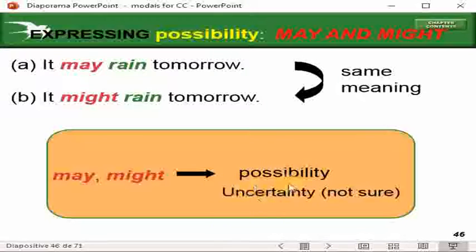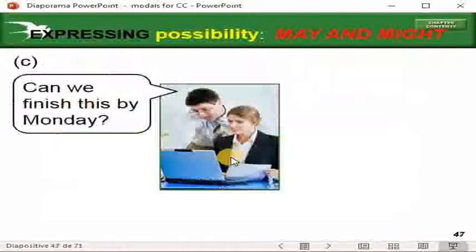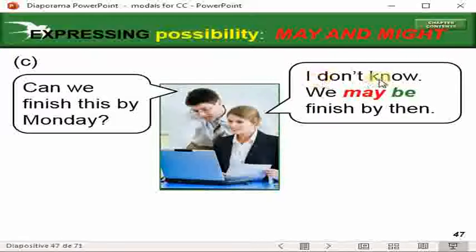Possibility in the present, or uncertainty, when we are not sure, we use may or might, or can also can be used to express this meaning. So here is another example: can we finish this by Monday? Can we finish? So the answer: I don't know.